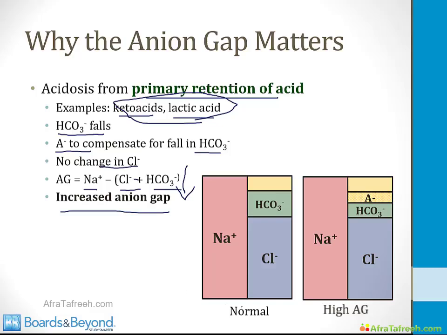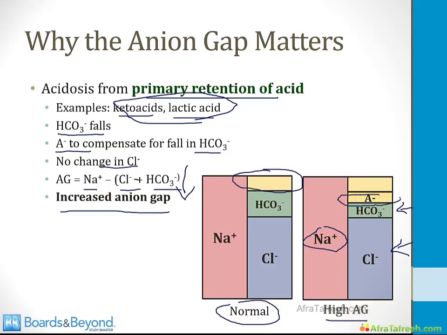So let's look at some pictures again on the screen. On the left is a normal patient. On the right is a patient with an increased anion gap metabolic acidosis. So what's happened is the amount of bicarb has shrunk, as you can see, but the chloride level is unchanged. Now we still have a balance of positive and negative charges, but the balance is no longer being made just by these substances that make up the normal anion gap. It is also being made up of negatively charged anions associated with the acid that is causing the acid-base disturbance. So as a result, in this situation, you have an increase in the anion gap.